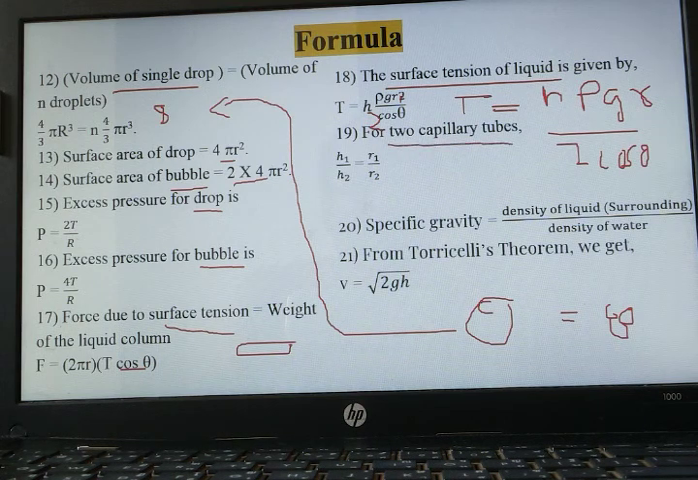Next one, for 2 capillary tubes, we will be using this formula: h1 upon h2 is equal to r2 upon r1, meaning height and radius are inversely proportional. Height and radius are inversely proportional.